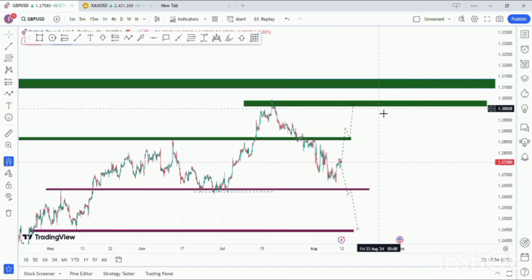So guys, that will be all for GBPUSD, from the daily time frame to the 1 hour time frame. So quickly we'll move over to XAUUSD, so we can also do a rundown from the daily time frame to the 1 hour time frame, guys.